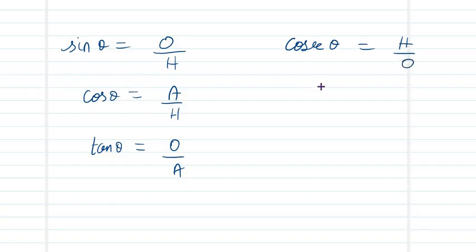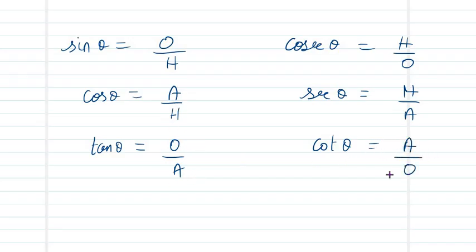What about cos theta reciprocal? Secant theta, which is h by a, and tan theta reciprocal will be cot theta, which is usually called cotangent theta, the complete name, where cot theta is the short form of cotangent, whose value will be a by o, adjacent side by opposite side.